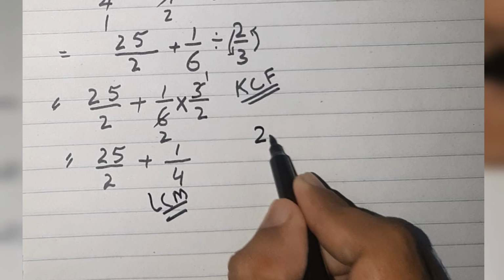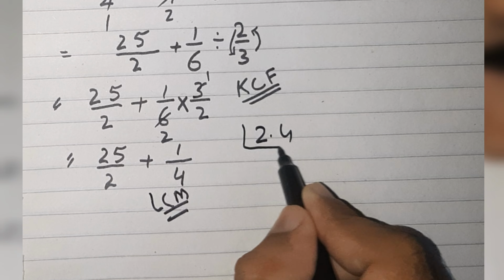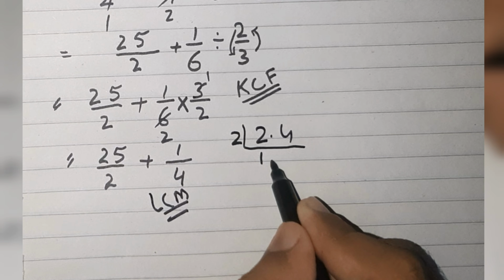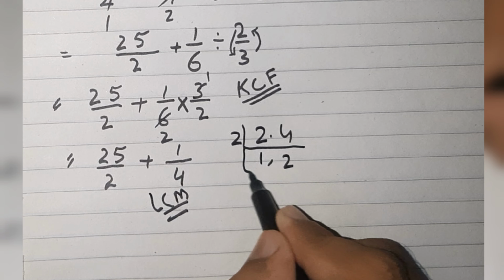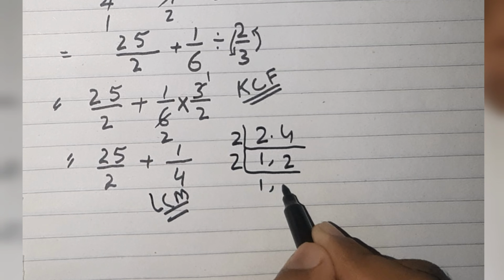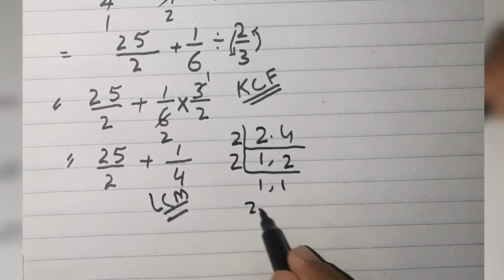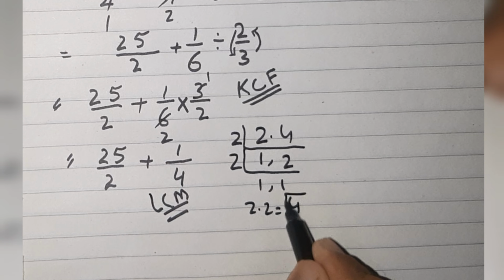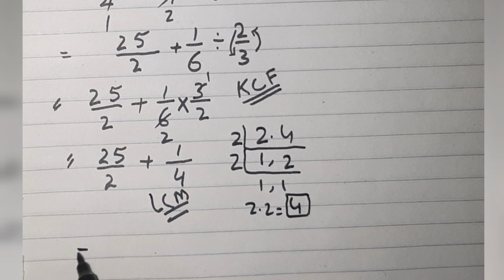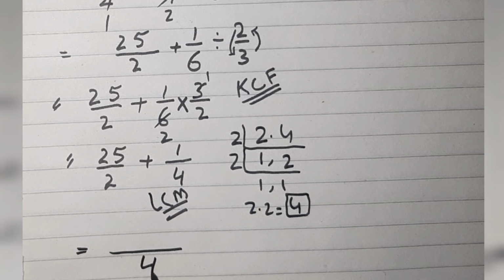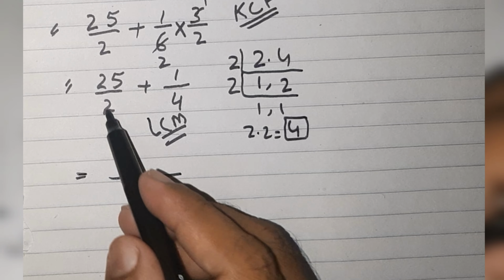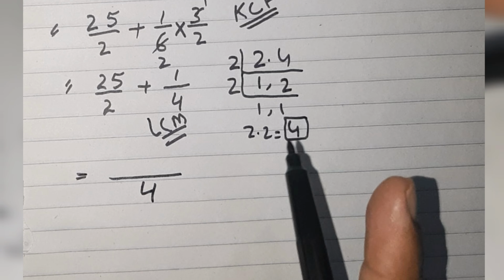Here 2 and 4, we find the LCM. 2 times 1 here, and 2 divided by 2 is 1, then 2 here again. It means 2 times 2 gives us 4. 4 is common, it means the LCM is 4. The LCM is 4. Now 4 divided by 2 gives us 2.